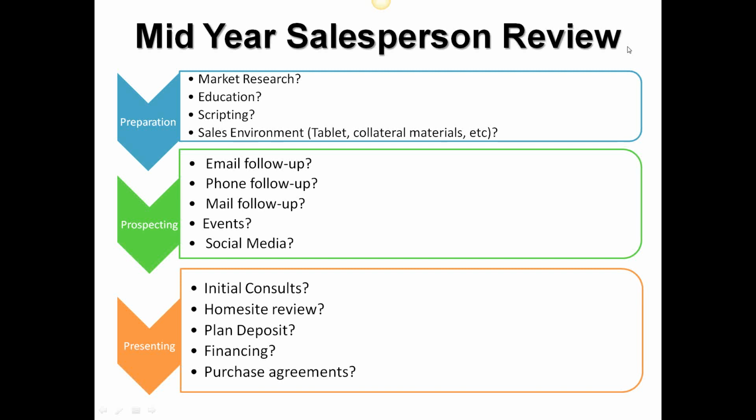Now let's move on to the 3rd P, which is presenting. And presenting is going to tie right into the sales probability matrix, which I'm going to go through with you last. So presenting, what am I tracking now?